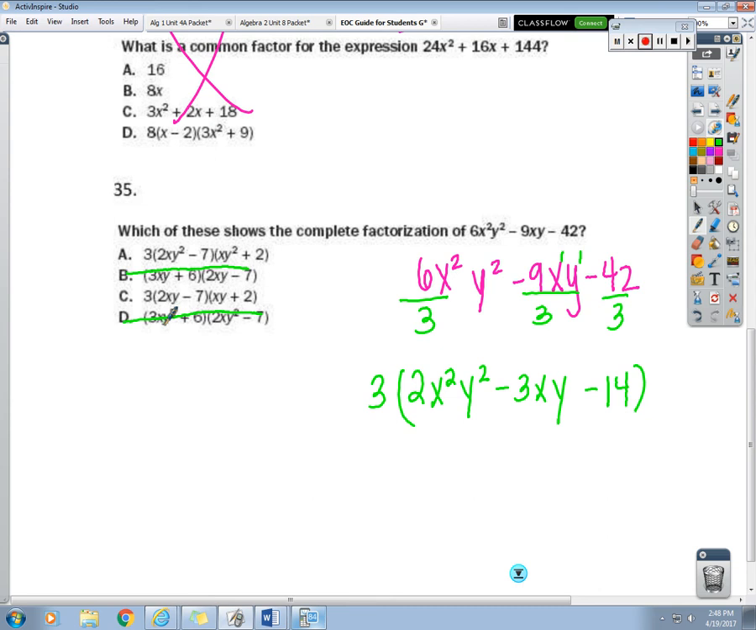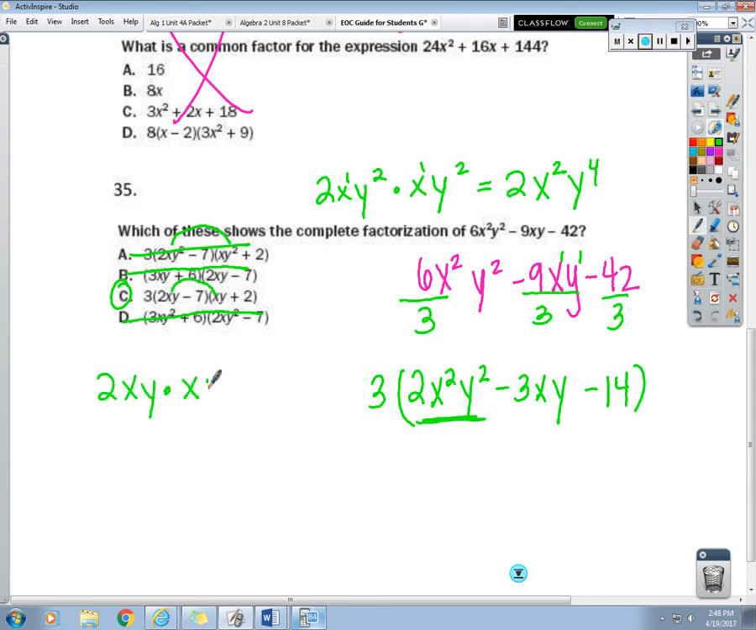Well, now look. Focus. This is the last thing I'm doing today. If I try to FOIL this, 2xy squared times xy squared, wouldn't that be 2x squared y to the 4th? Because the 1's add up to a 2 and the 2's add up to a 4. Well, is that what ours says? No. The reason C is the right answer is because when you go to FOIL this, 2xy times xy is 2x squared y squared, which is what ours starts with, so it's C.